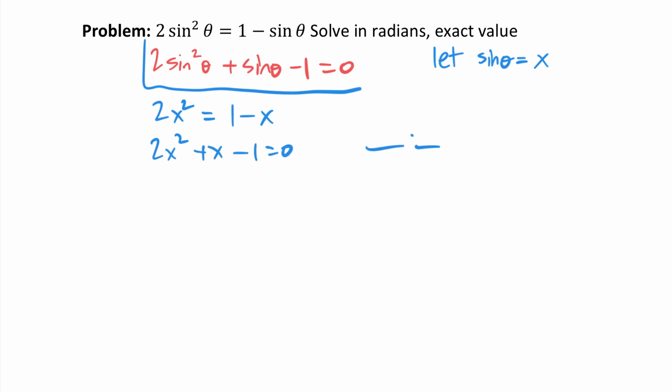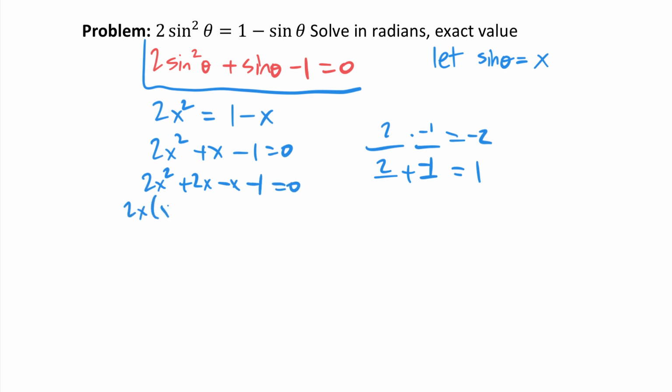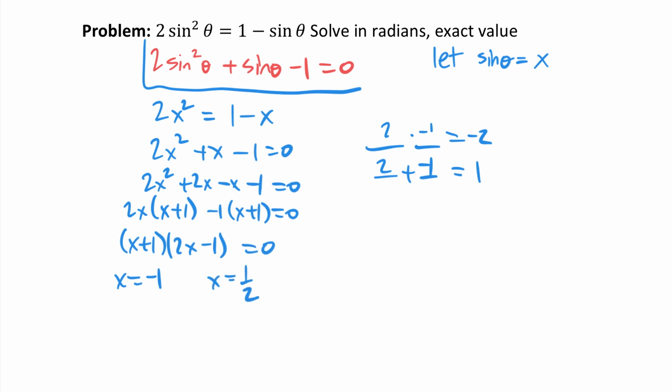We're looking for two numbers that multiply to give -2, add to give 1, so 2 and -1. So we'll get 2x squared plus 2x minus x minus 1 equals 0. 2x in common, x plus 1, minus x plus 1. So x plus 1, 2x minus 1 equals 0. That means x equals -1 and x equals 1/2.